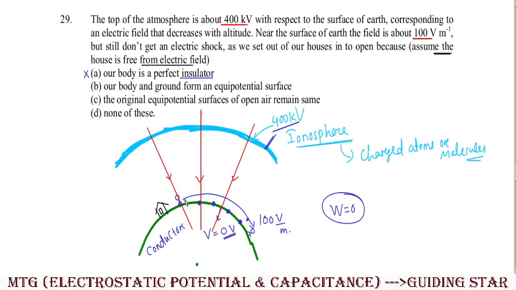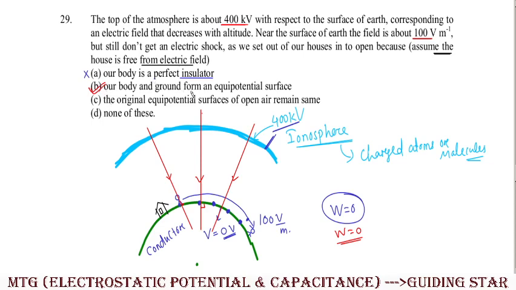That means at this particular point on the surface, as the electric field is perpendicular to the equipotential surface, there will not be any component of electric field along the surface of Earth. Clear? If there is no component of electric field, then there is no force on the human body. If no force on the human body, then no work will be done. So in this case, our body and the ground form an equipotential surface. That is the reason we do not get any electric shock. Clear? Okay, so option B will be the correct one.